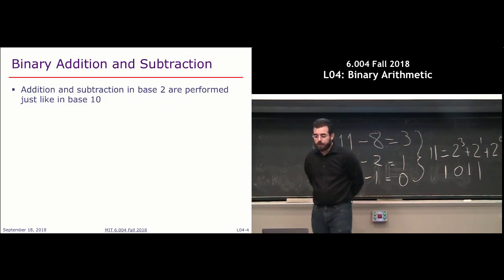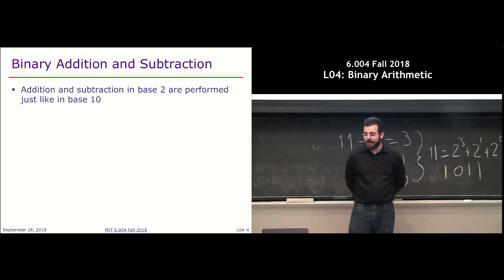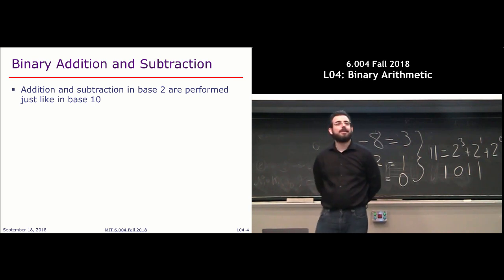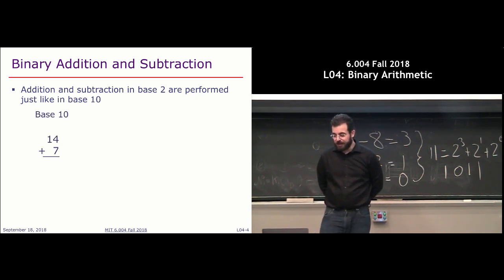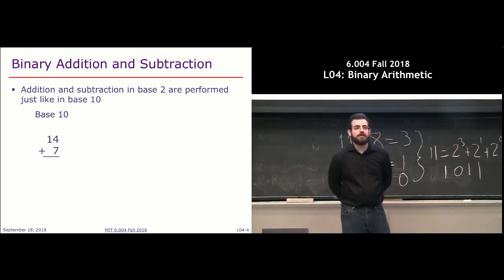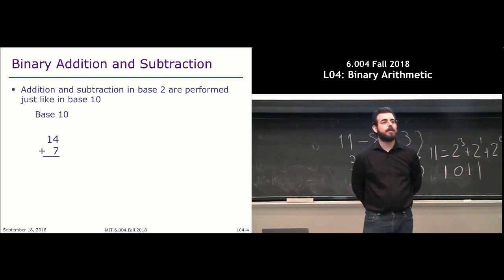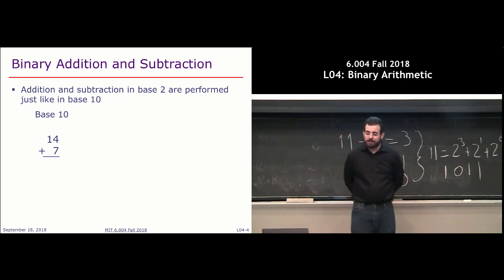OK, so we saw how to do binary addition last time. But not only is binary addition the same as in decimal, but also binary subtraction is the same. So let's, again, go through the process of how to do binary addition. So you have 14 plus 7. What do you expect in base 10? 21. But how do you do this?